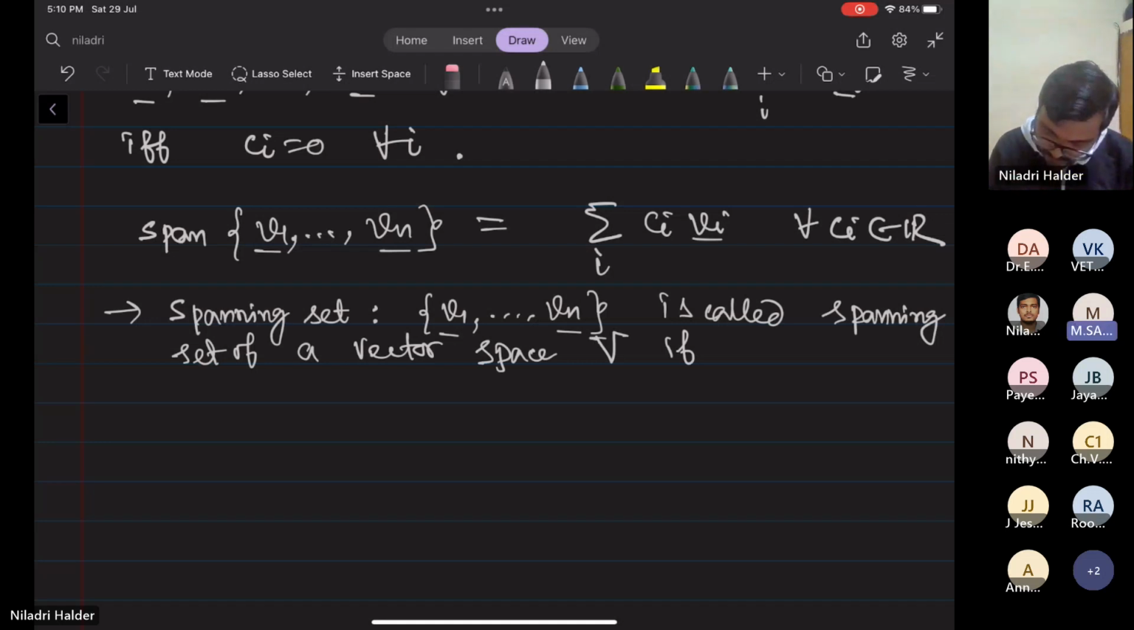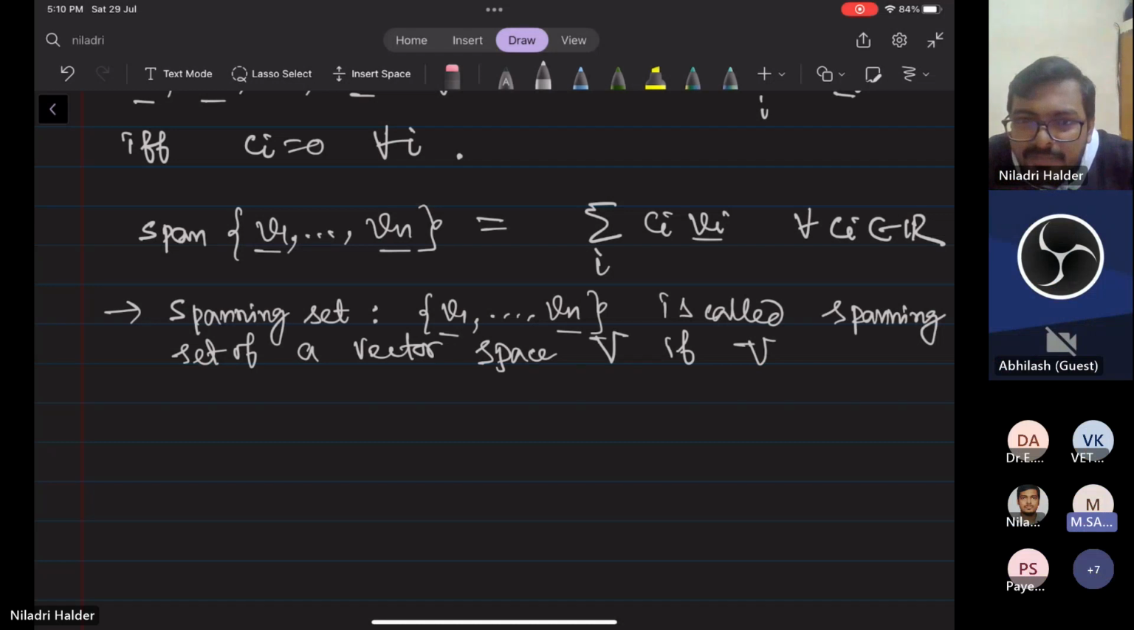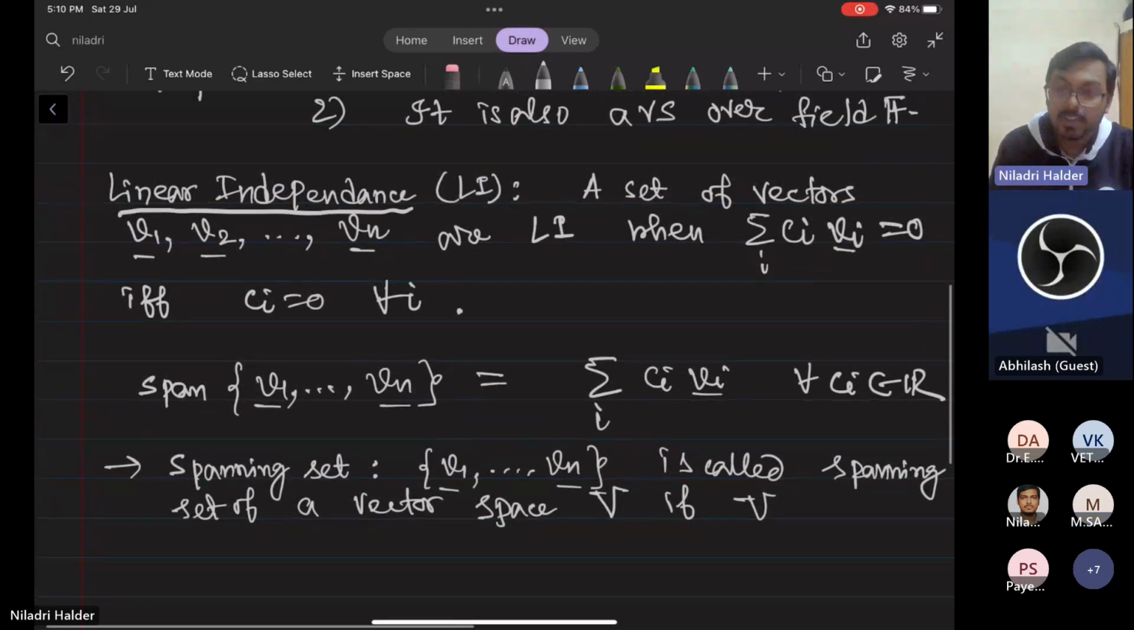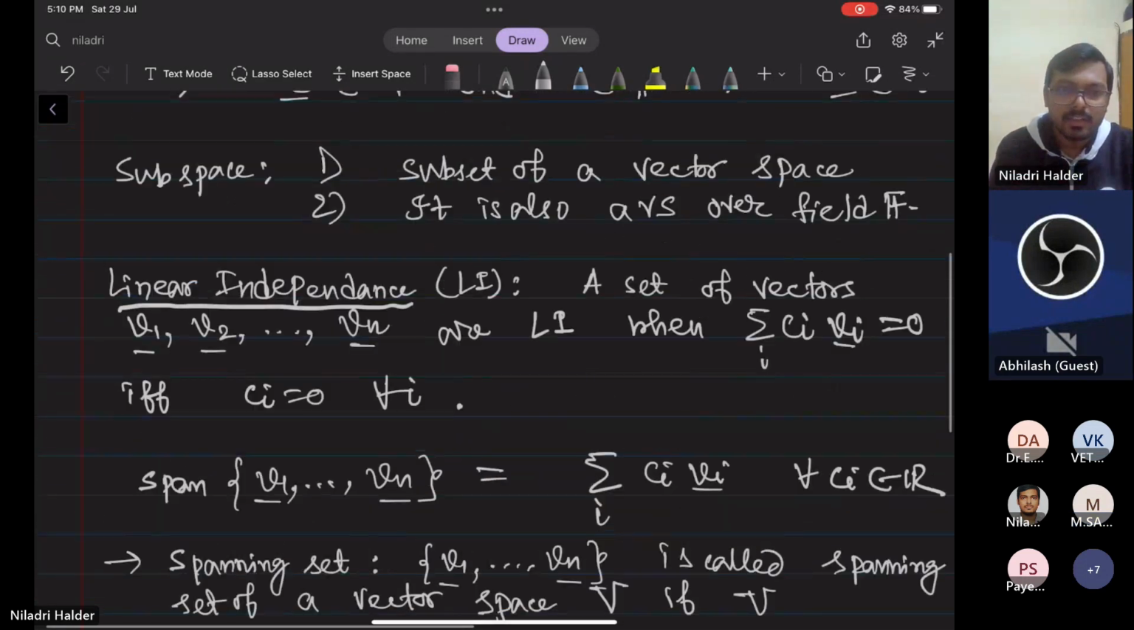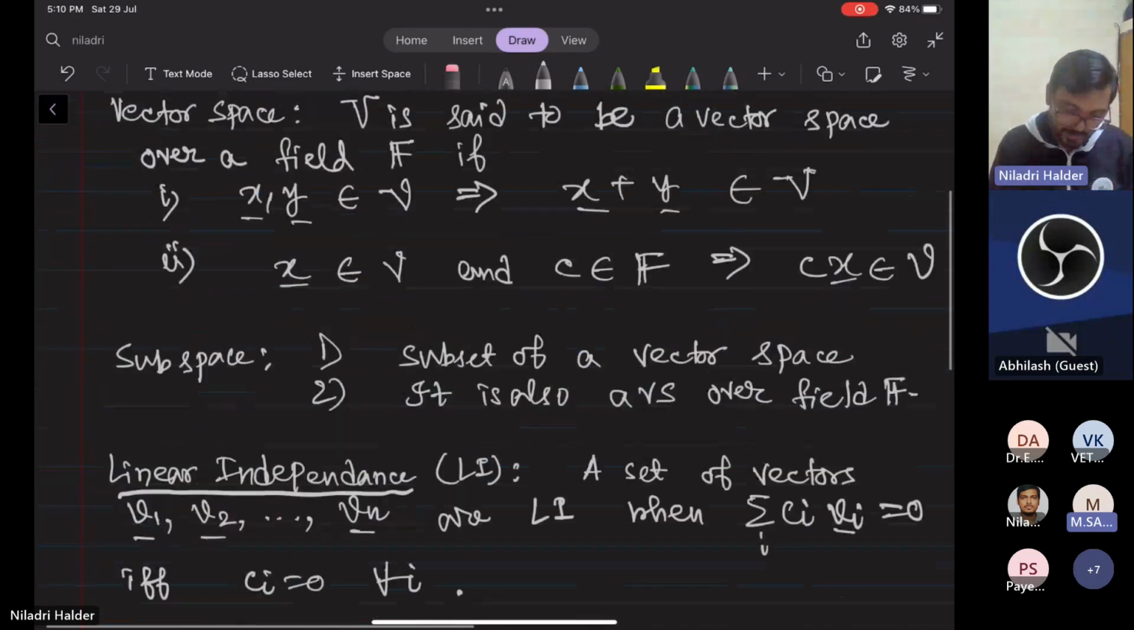If... Excuse me, sir. Yes, sir, this is Sarita. Can you please explain first and then write? It's a little confusing when you write and explain. Okay, so which one did you not understand? Linear independence, sir.